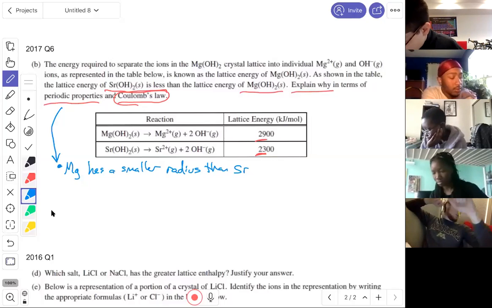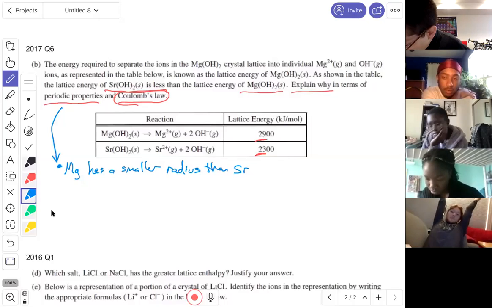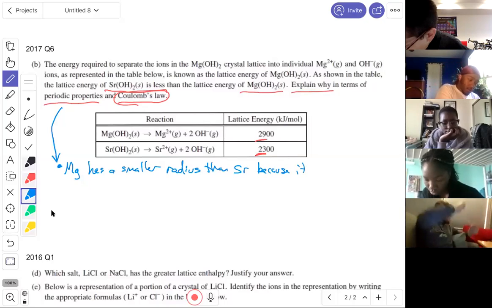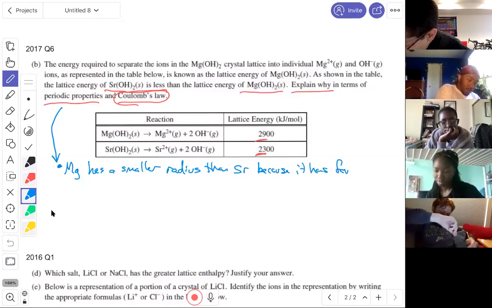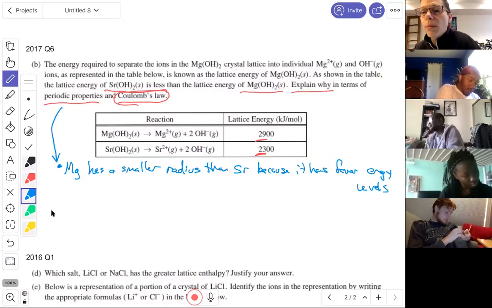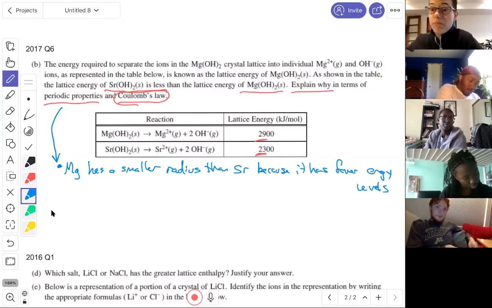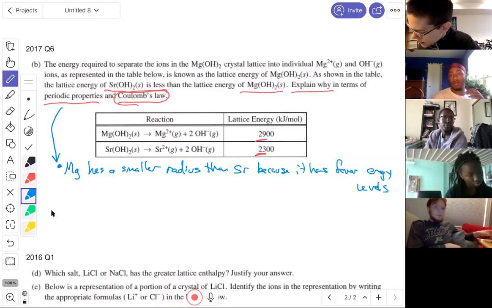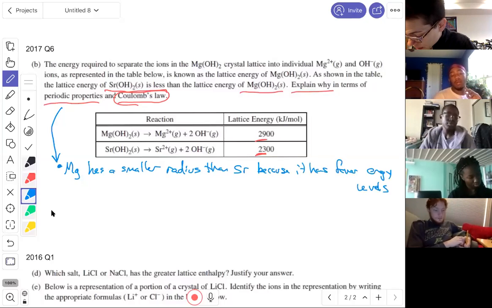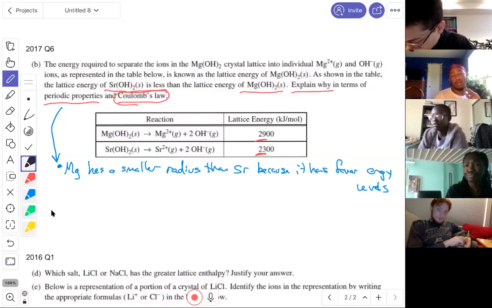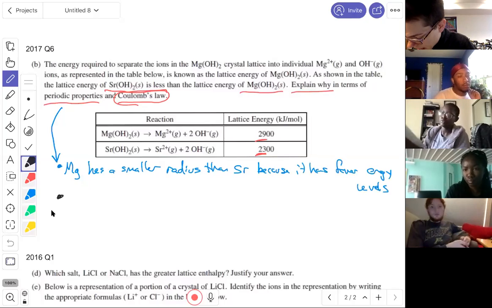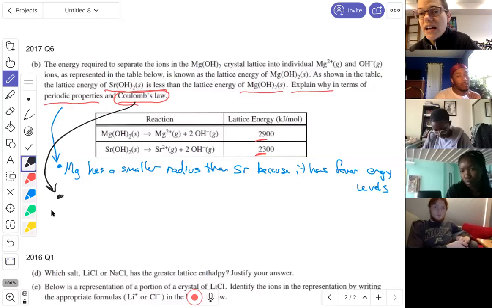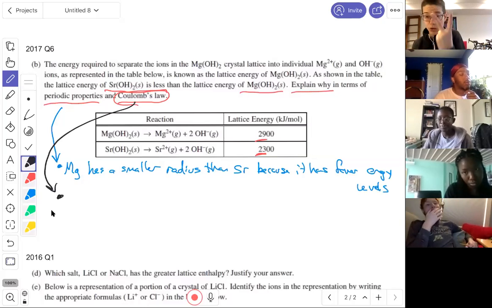So magnesium has a smaller radius than strontium because it has fewer energy levels. It has fewer orbitals. They will take a large number of terms there. Okay, so that answers the periodic properties bullet point. And then the second one, you have to use that information in Coulomb's law. So Coulomb's law could be 2 things, as Kayla said.